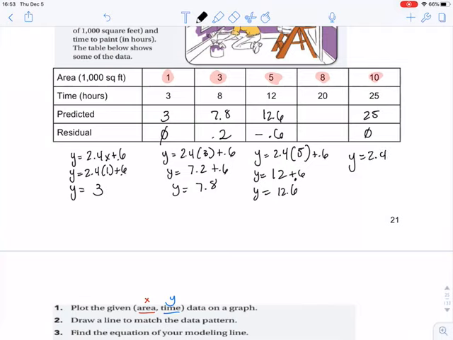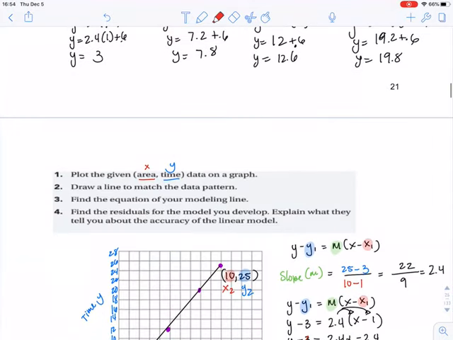And then lastly, y equals 2.4 times 8 plus 0.6. y equals 19.2 plus 0.6. y equals 19.8. And we get a difference of -0.2. Okay. Now, these residuals are actually not very big at all. They're very close to each other. 2 negatives, 1 positive, and a couple of zeros.